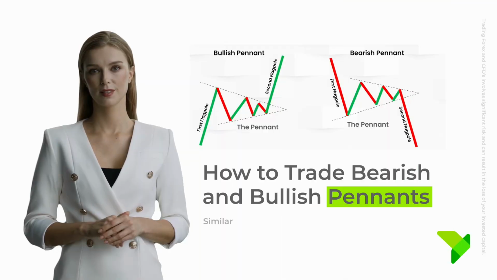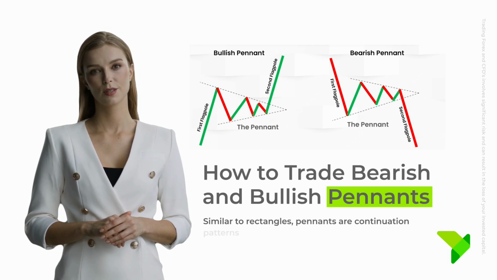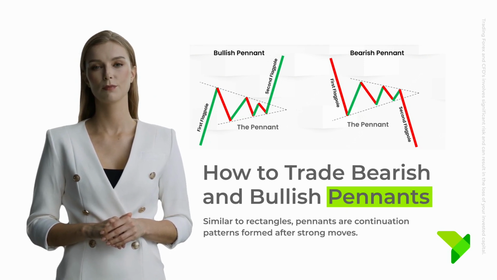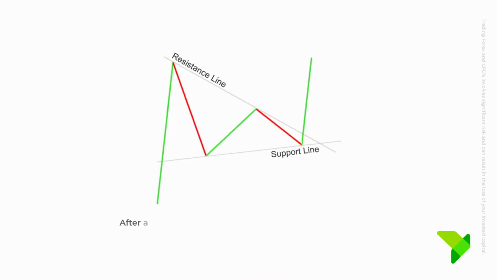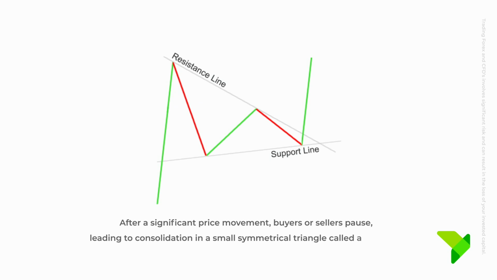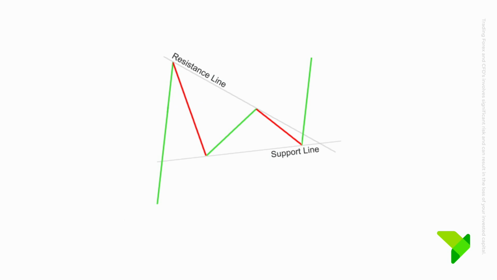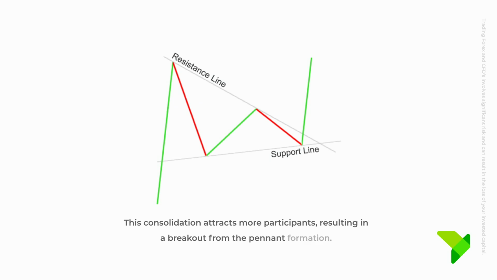Similar to rectangles, pennants are continuation patterns formed after strong moves. After a significant price movement, buyers or sellers pause, leading to consolidation in a small symmetrical triangle called a pennant. This consolidation attracts more participants, resulting in a breakout from the pennant formation.